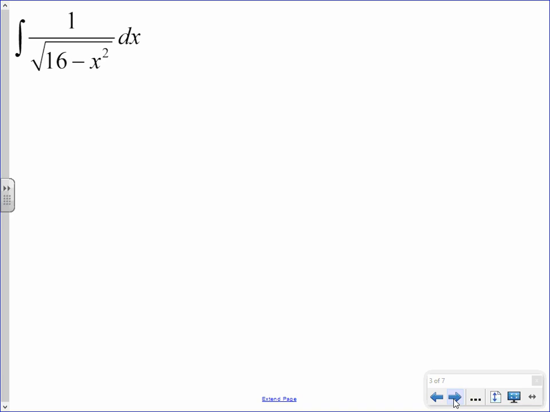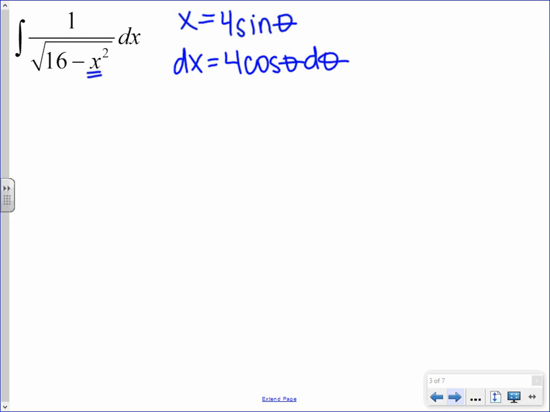All right. So we have a squared minus x squared. What substitution do we want to make? Whatever this is, that's what we're replacing. x is going to be 4 sine of theta, which means dx is what? 4 cosine of theta d theta.